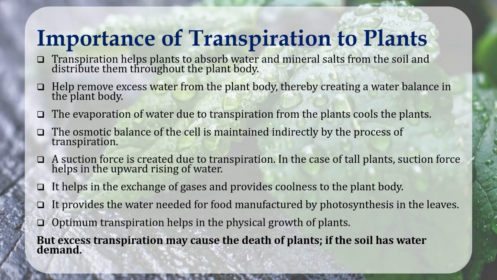And another important factor is that evaporation of water due to transpiration cools the plants. And another one is the osmotic balance of the cell is maintained indirectly by the process of transpiration. Transpiration helps in exchange of gases and provides coolness to the plant body. Optimum transpiration helps in the physical growth of plant. But the bad thing is excess transpiration may cause the death of the plant if the soil has water demand.